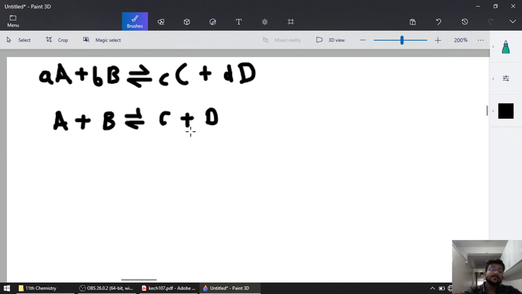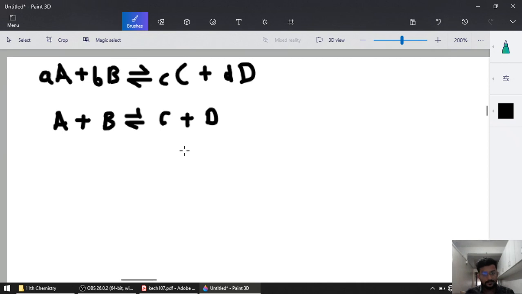Now, the conditions for equilibrium. The first condition: our container must be closed. That means if we take an open container, matter from the container will evaporate, so the amount will change. But for equilibrium, we need a constant amount. That's why the container must be closed.